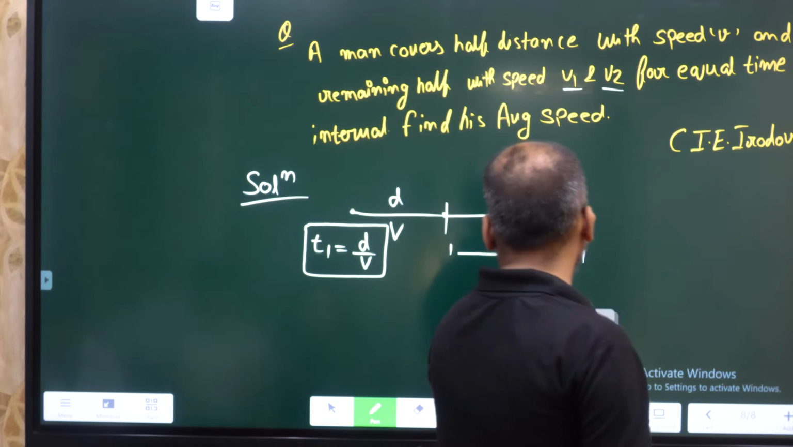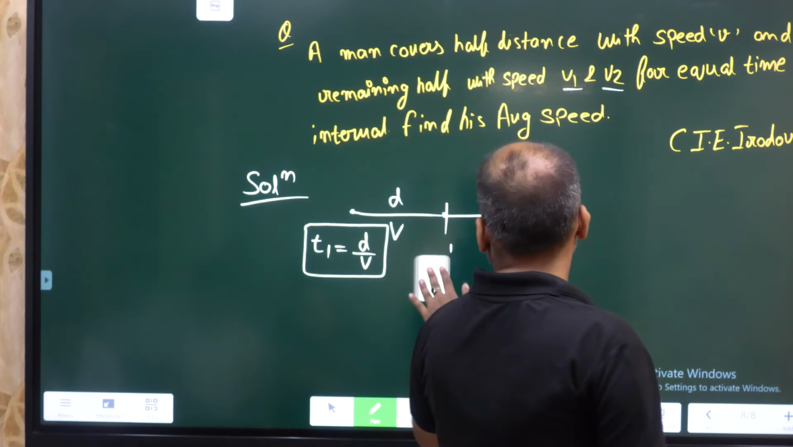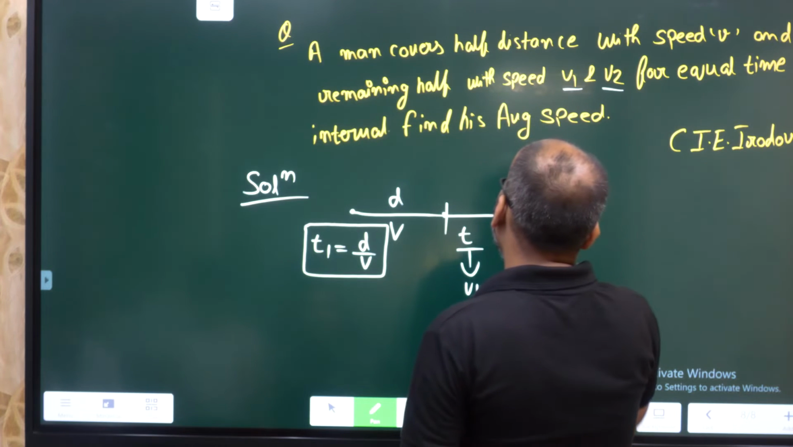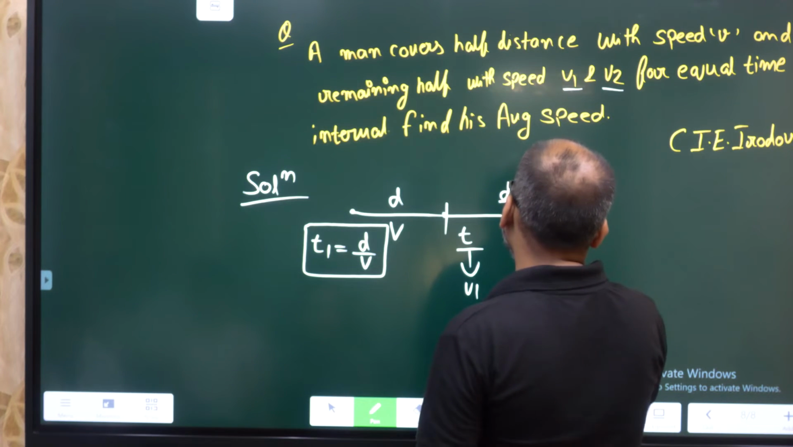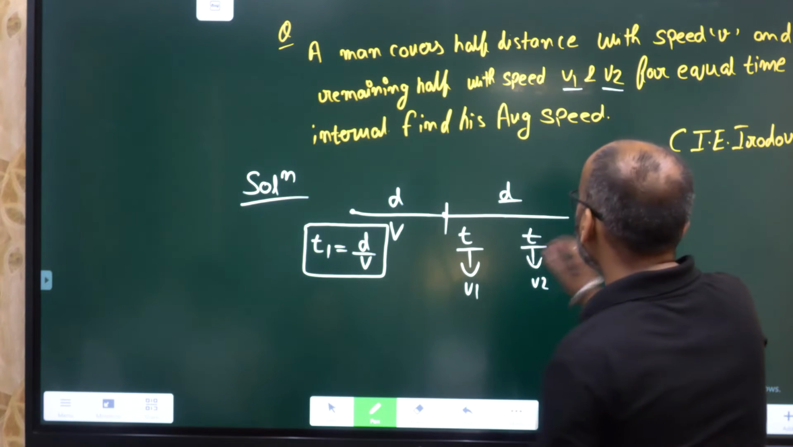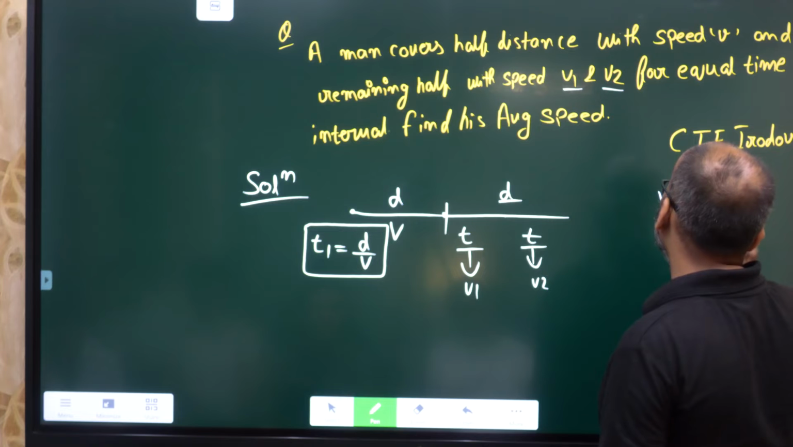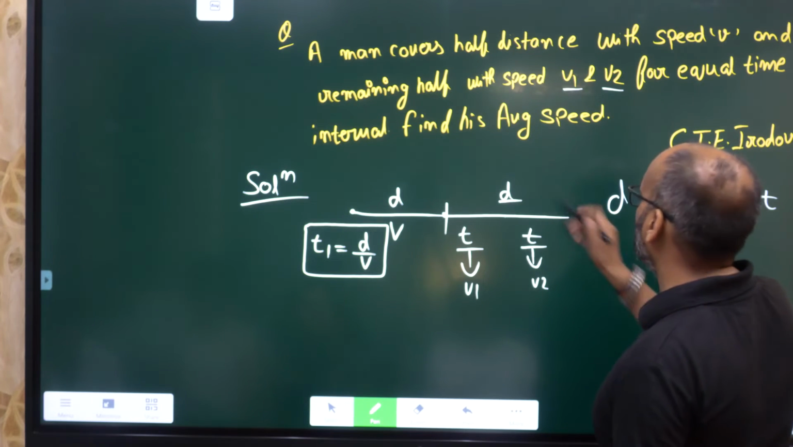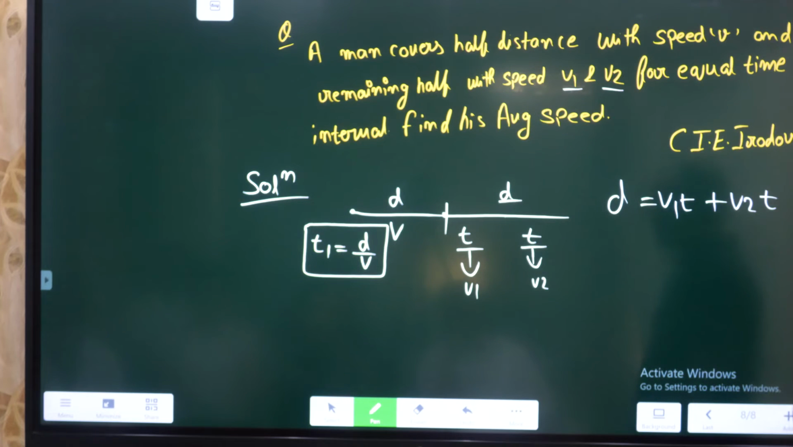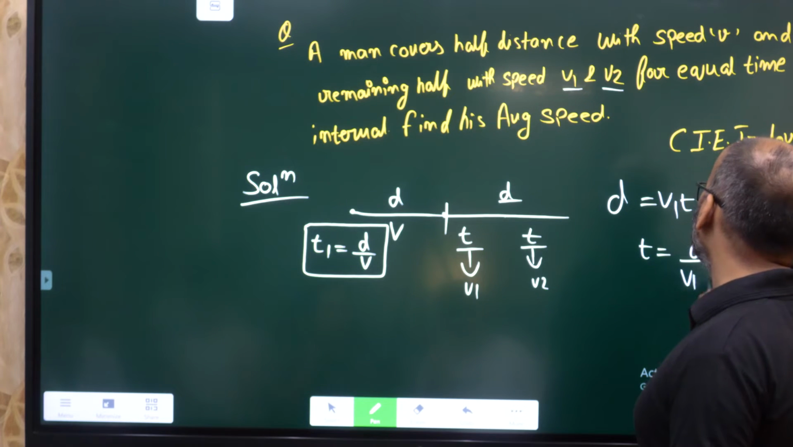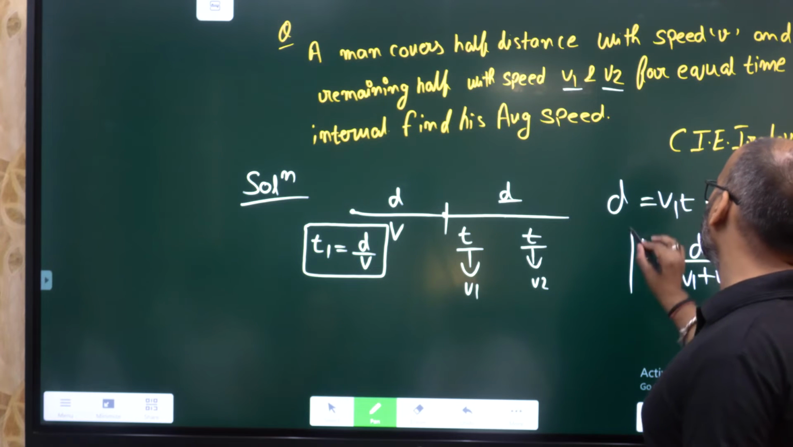So I will do the same thing. For t time he was moving with the speed V1. Again for t time he was moving with the speed of V2. So V1 into t plus V2 into t will give me the total distance d. Taking t common, t will be d upon V1 plus V2. Yes or no?